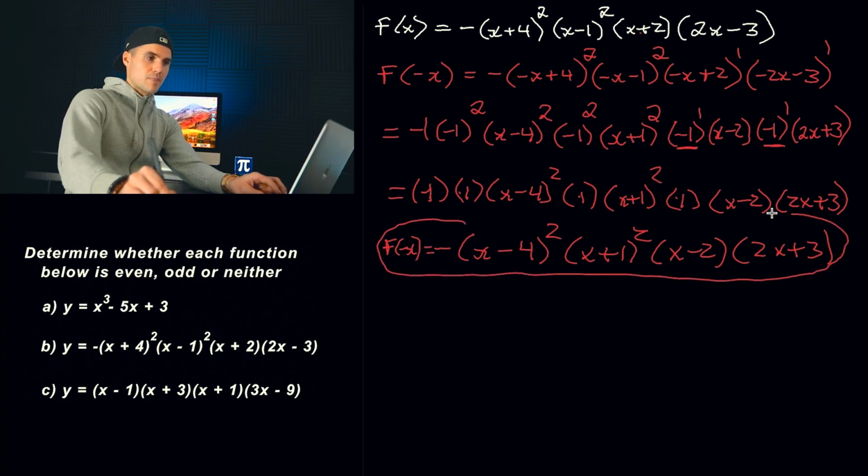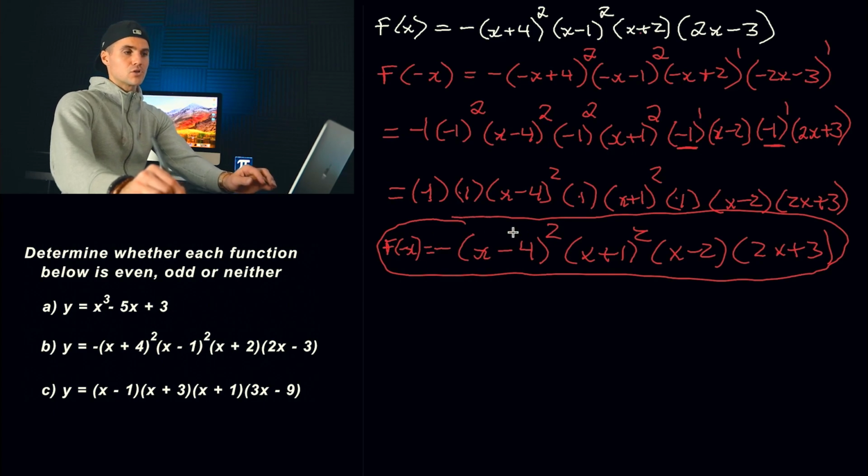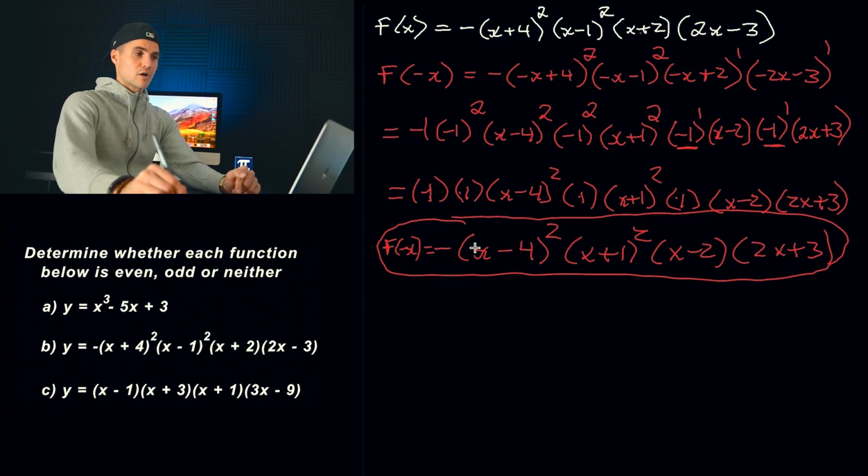This whole thing right here. And so now we could use this to compare to the original function. Does f of negative x equal this? No, it doesn't. Completely different intercepts, right? Here we have an intercept of 4. Here it's negative 4. Here it's negative 1, positive 1. Positive 2, negative 2. Negative 3 over 2, positive 3 over 2.